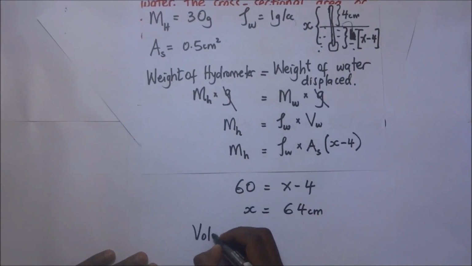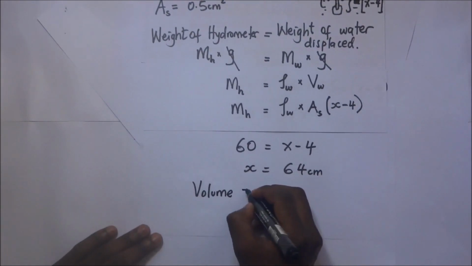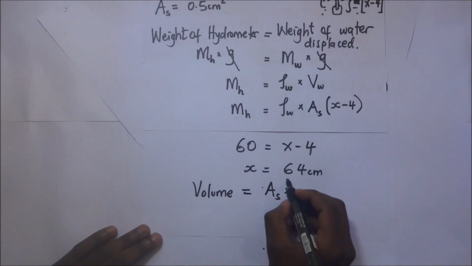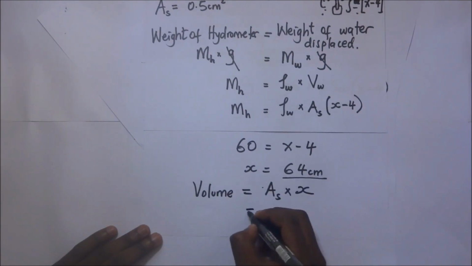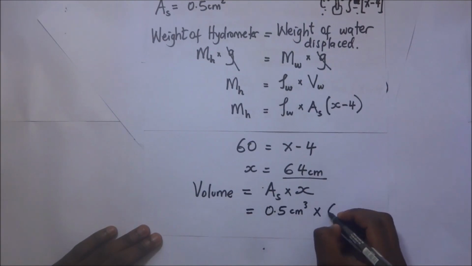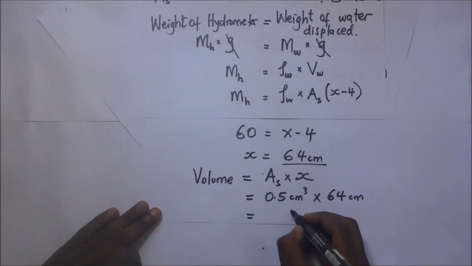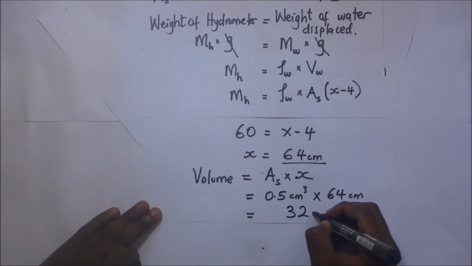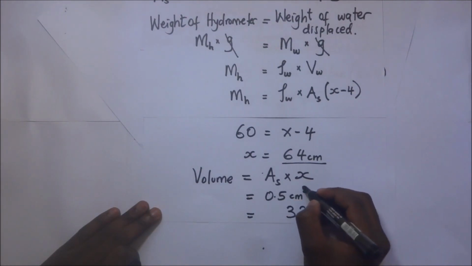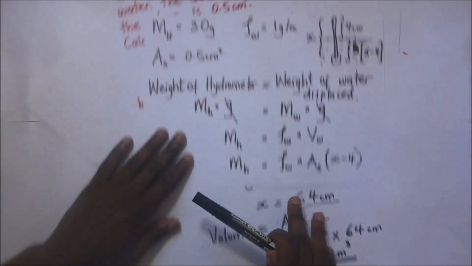Therefore, the volume of the hydrometer is given by the cross-sectional area of the stem multiplied by its height, which so happens to be x. So the cross-sectional area is 0.5, multiplied by the height, which is 64 centimeters, and our answer is therefore going to end up being 32 centimeters cubed. The cross-sectional area is in centimeters squared. So it's 32. That answers part A of the question.